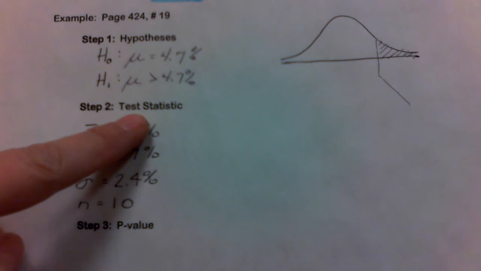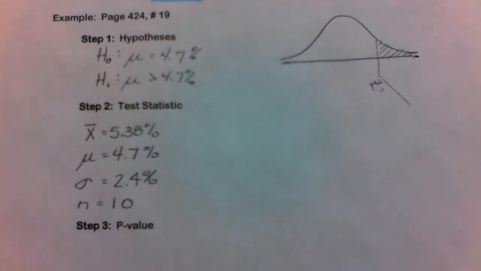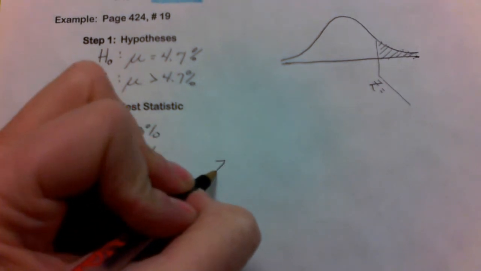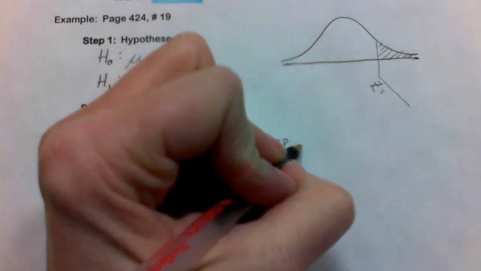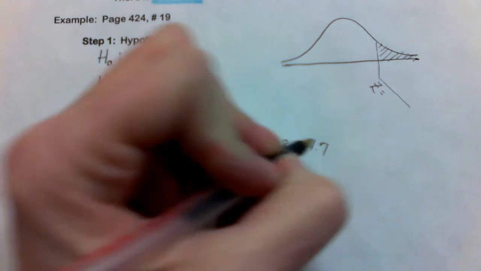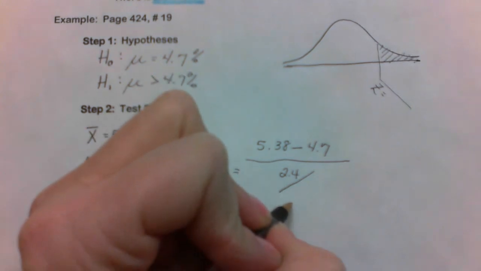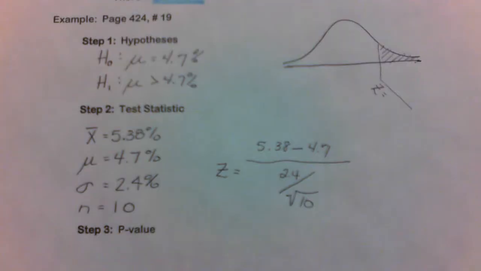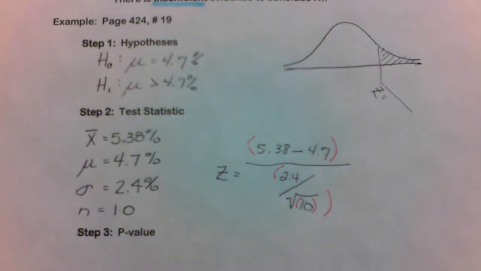Now, step 2 is calculating my test statistic, which is my z-value. So we're going to calculate this z-value right here. All right, so in order to do that, we're going to do z equals x bar, 5.38%, minus mu, 4.7%, divided by sigma, 2.4%, divided by the square root of n, which is 10. Now again, when you go to your calculator, just be careful that you correctly put in the parentheses here so you calculate it correctly on your calculator, because it stinks to miss points because of a miscalculation.